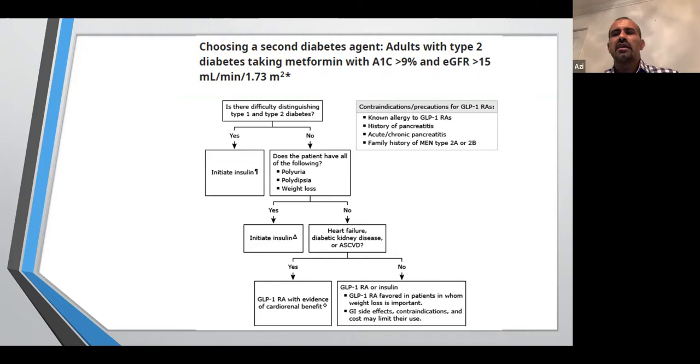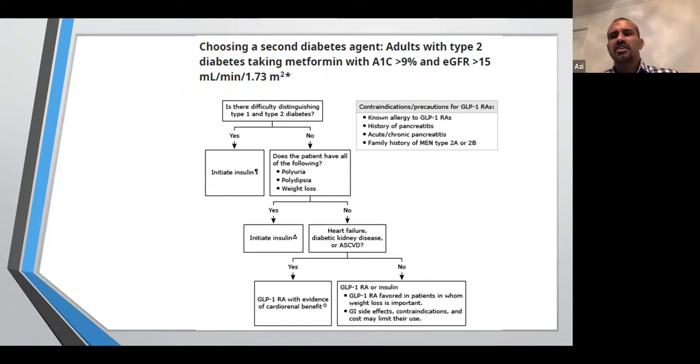At the next level, it asks: does the patient have polyuria, polydipsia, weight loss? Those are signs of severe hyperglycemia, which means we need to initiate insulin in type 2 diabetes. If not, if the patient does not have polyuria, polydipsia, or weight loss, and no signs of ketosis, but A1C is still above 9 and eGFR is above 15, it's time to look into a second agent.